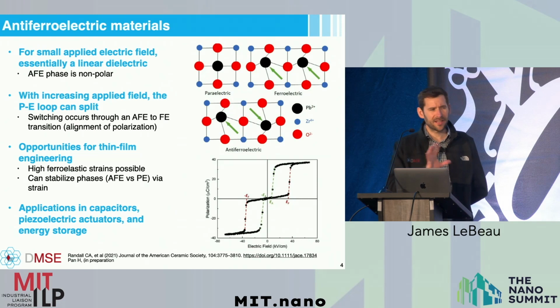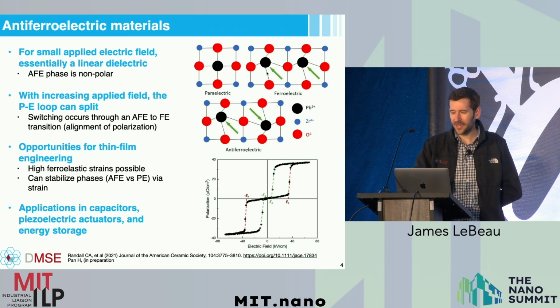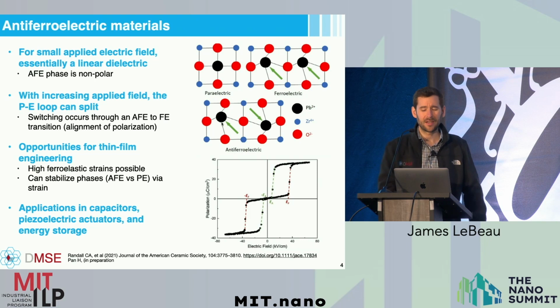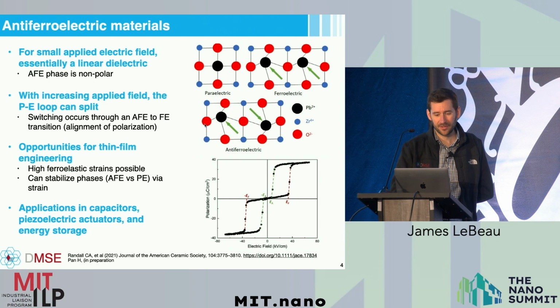And the example that I'm going to talk about today is in antiferroelectric materials, where you have the polarization, unlike a ferroelectric, where the polarization is aligned unit cell by unit cell along the same direction. With an antiferroelectric within the same unit cell, the dipoles are oppositely aligned such that you have a net zero polarization in that structure. There are a couple of really interesting aspects of these materials.